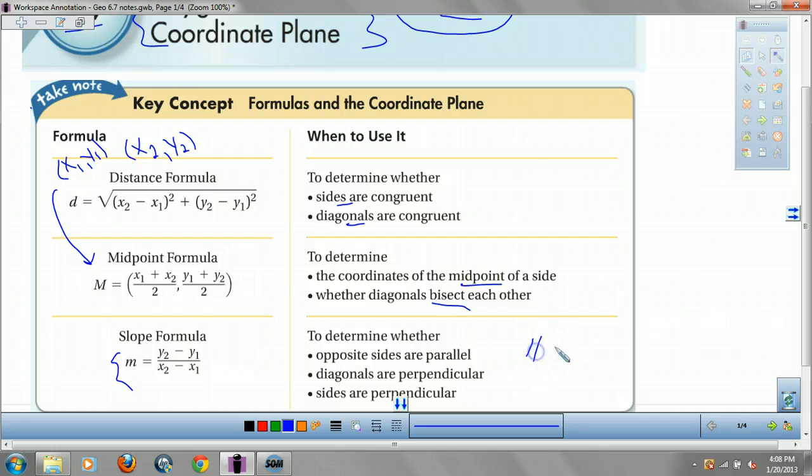Remember, parallel means equal slopes. Perpendicular means your slope is a negative reciprocal of your original. Okay, so let's do this thing. It's not easy to do these, but we'll get there. I'm not scared.